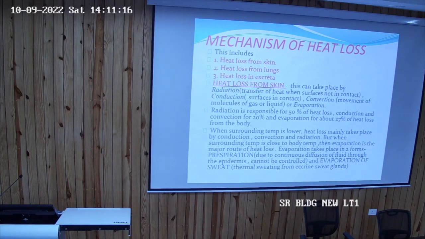Okay? So, in human beings, the most important source for heat loss is through the skin. Now, what are the different mechanisms by which the body can lose heat? They are radiation, conduction, convection, and evaporation. Now, another important MCQ comes: which is the best method by which the body can lose heat?